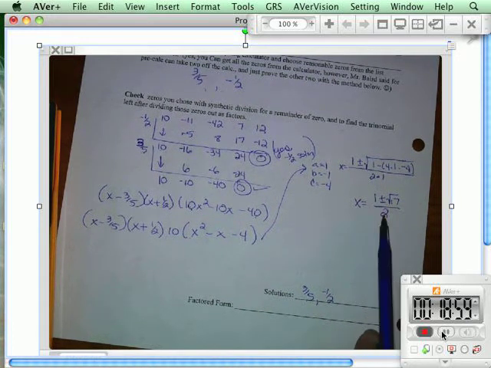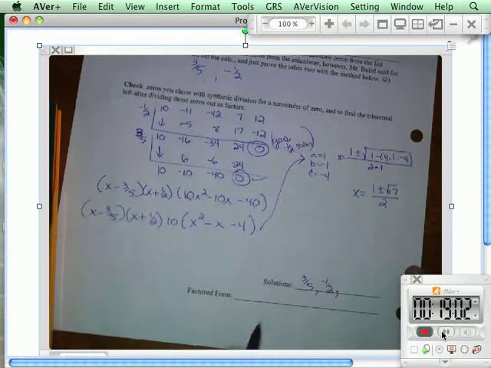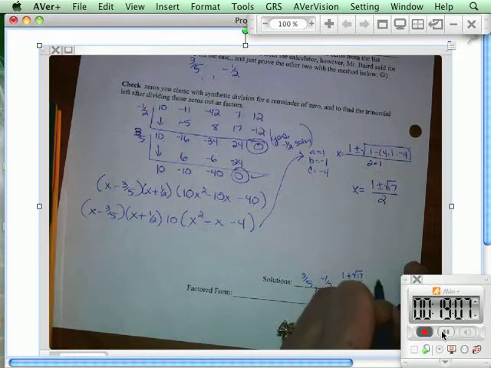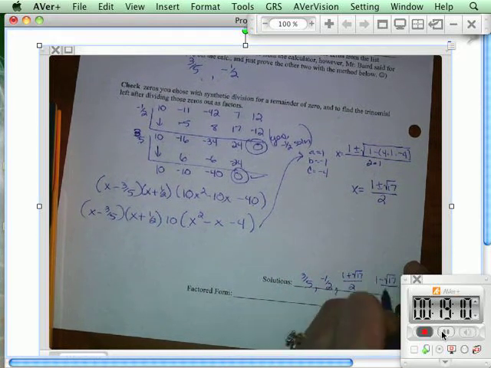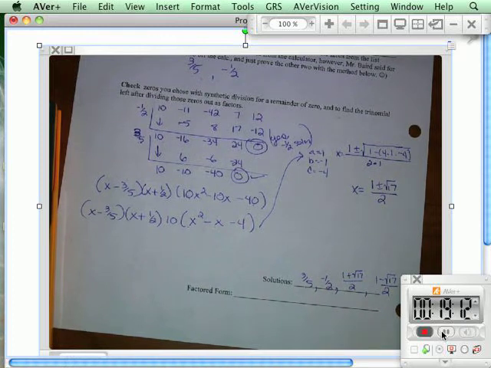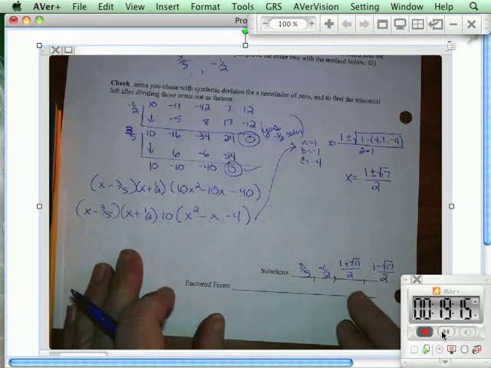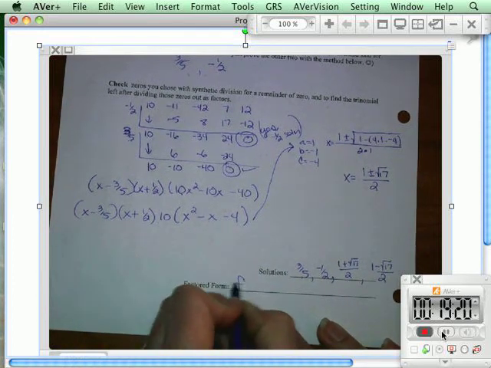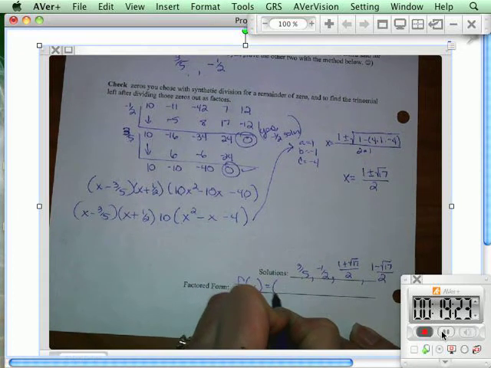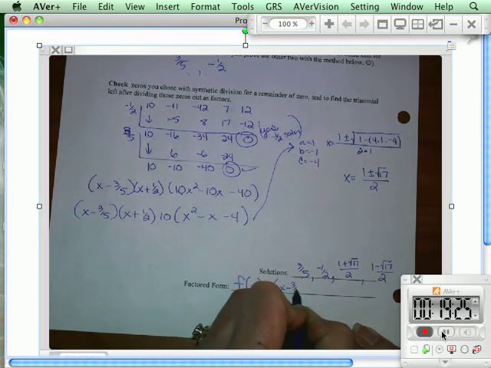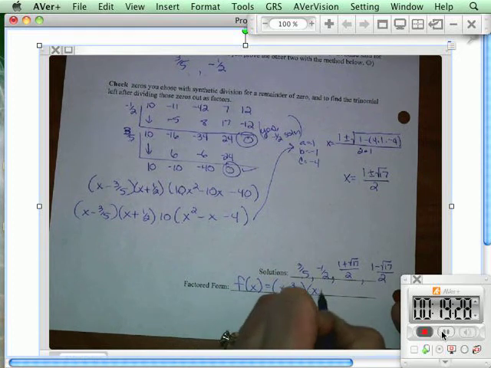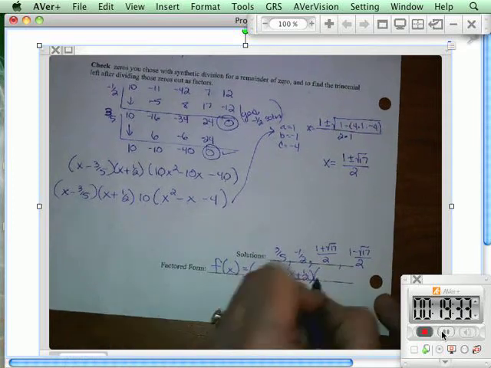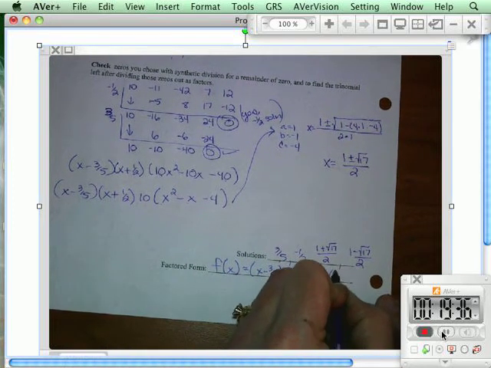So if I write those solutions separately, it's 1 plus the square root of 17 over 2, and 1 minus the square root of 17 over 2. So now I finally have my 2 rational and 2 irrational solutions. And if I wanted to write out the polynomial in factored form, it would be f of x equals x minus 3/5, x plus 1/2, and this is going to get kind of messy, but it's okay, x minus 1 plus the square root of 17 over 2.